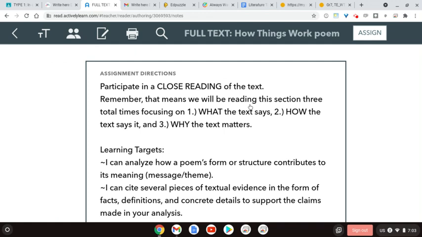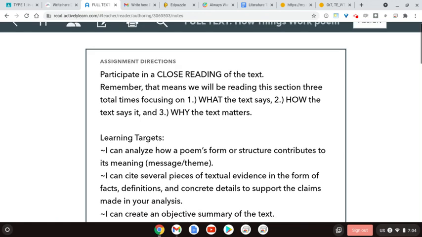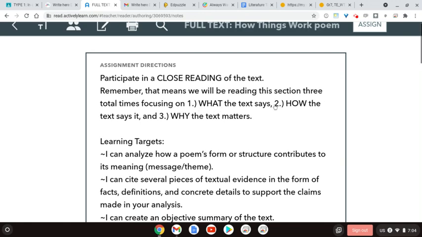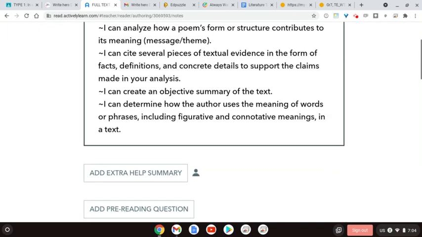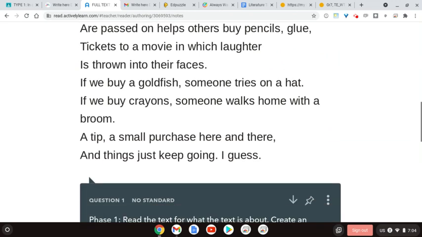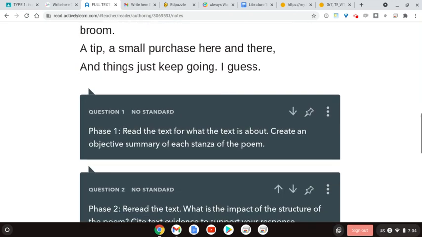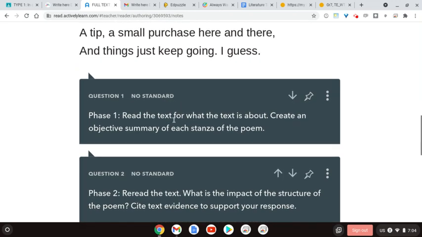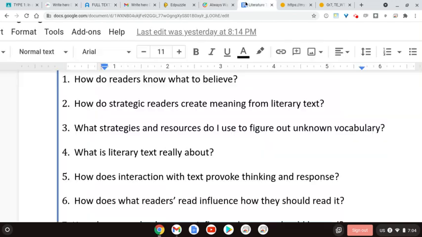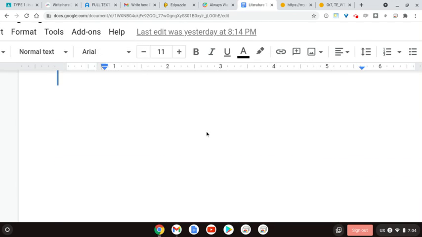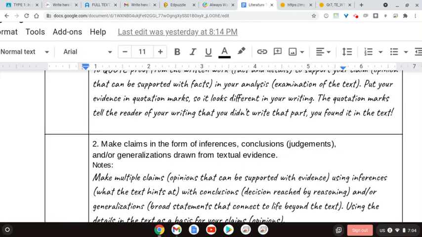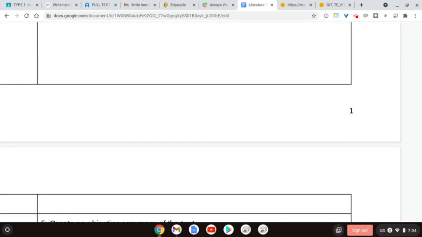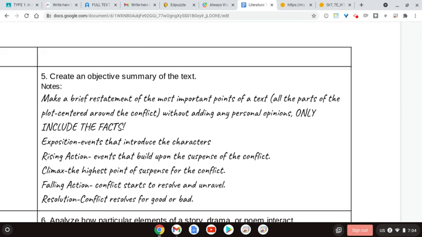As we read through this, just like every other poem, we're going to close read it for what the text says, how the text says it, and why the text matters. In our first read, as we read through for what the text says, as you read the poem How Things Work by Gary Soto, we're going to read the text for what the text is about by creating an objective summary of the text. As we read through to create an objective summary, we're looking at learning target number 5, which is to create an objective summary of the text.